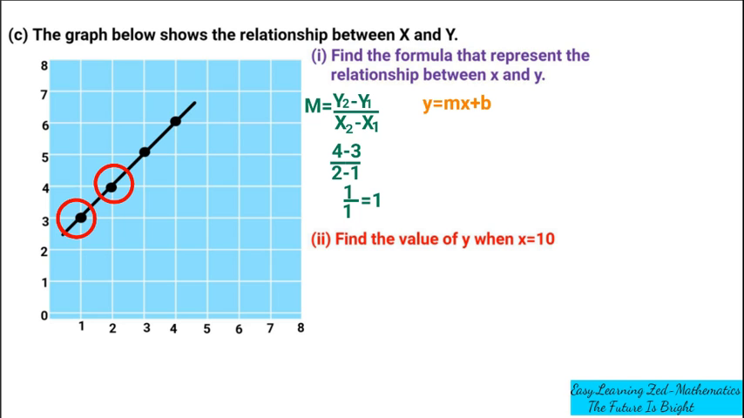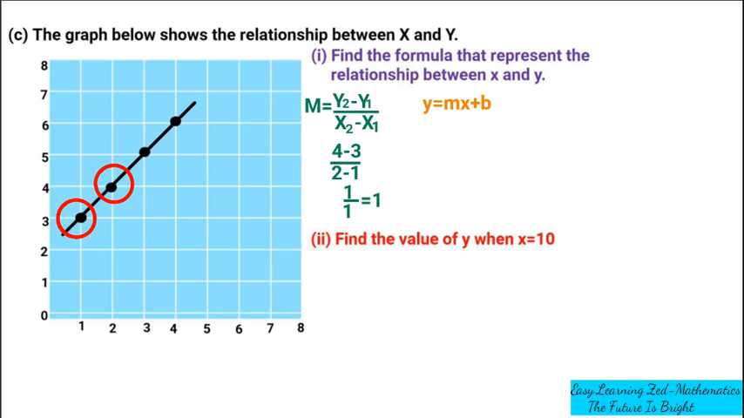Mostly when a graph is crossing the y-axis, we look at the point at which the graph is crossing the y-axis, and that is the value we get. Now in this case, this line is not crossing the y-axis, so we're going to calculate the y-intercept. Okay, so now let's find the values of these letters in this formula.